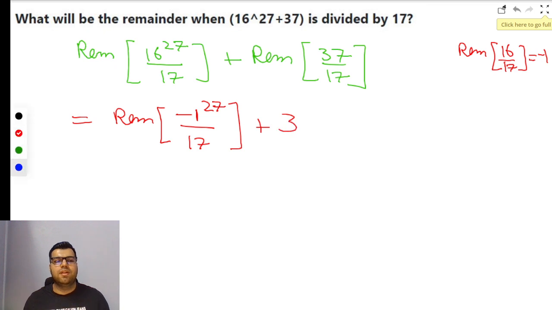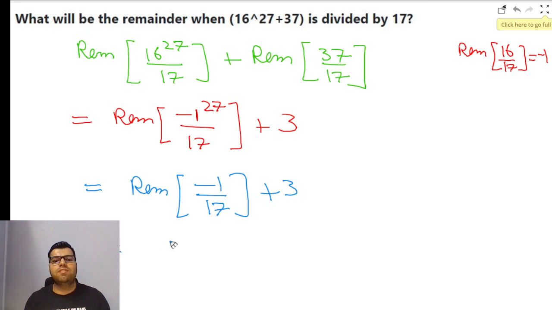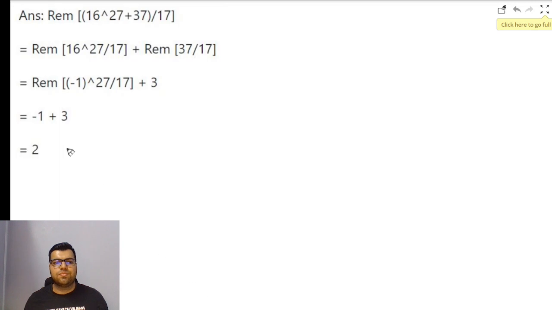Great. Let's move forward. Now this becomes remainder of minus 1 raised to power something odd, this is minus 1 only, minus 1 by 17, and this is plus 3. Remainder of minus 1 with 17, we will write it as minus 1 only. Plus 3. So what is the answer coming? 3 minus 1, 2 is the answer. So simple question. Once you know negative remainders, it is so simple. So the answer is 2.